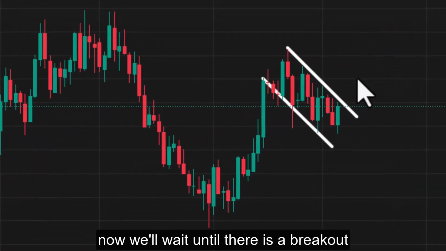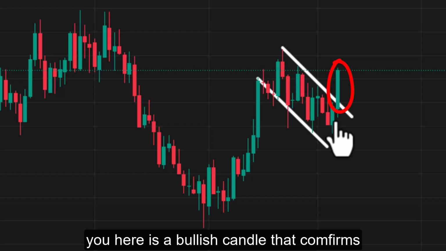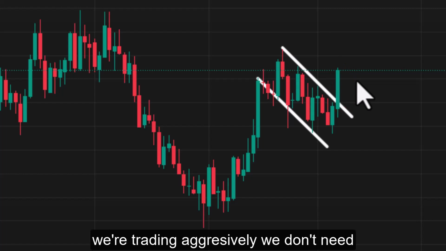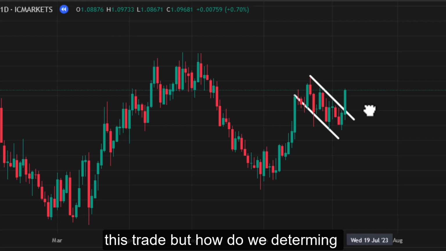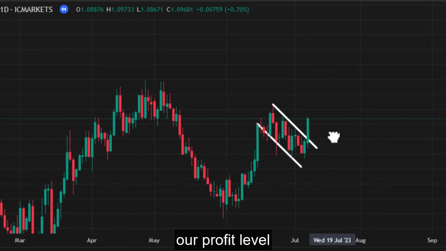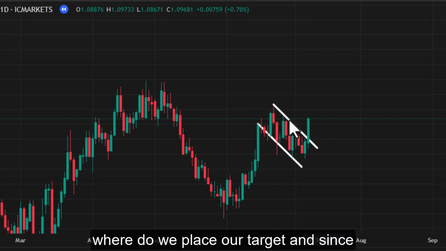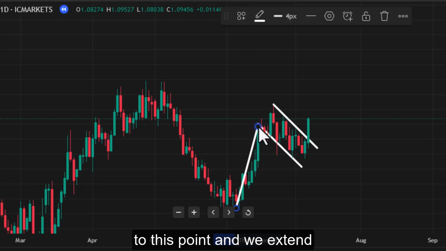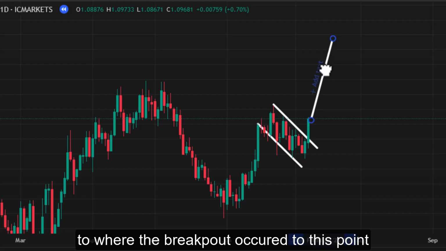So as it is now, we'll wait until there is a breakout. And as you can see, here is a bullish candle that confirms a breakout to the upside. Since we are trading aggressively, we don't need any other confirmation before we can enter this trade. But how do we determine our profit level? Where do we place our target level? Since it's a bullish flag, we simply measure from this point to this point, and we extend it from where the breakout occurred to this point.